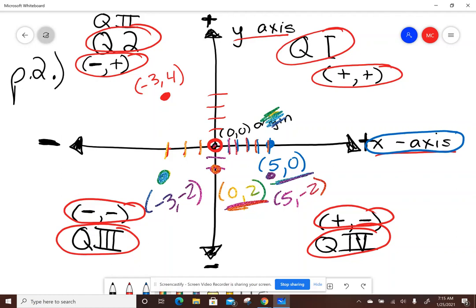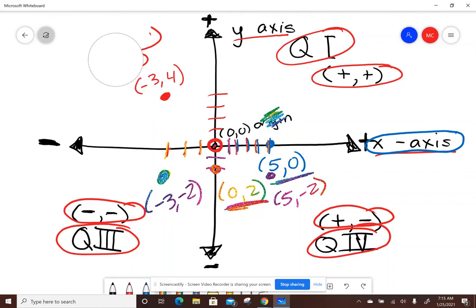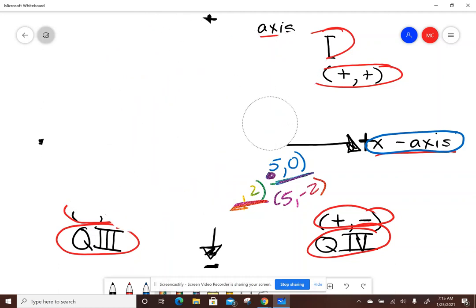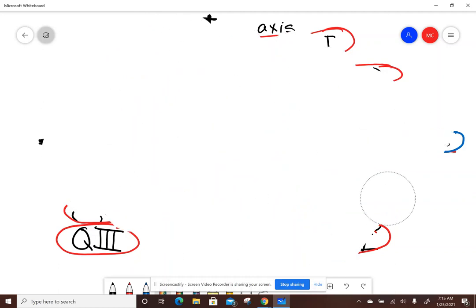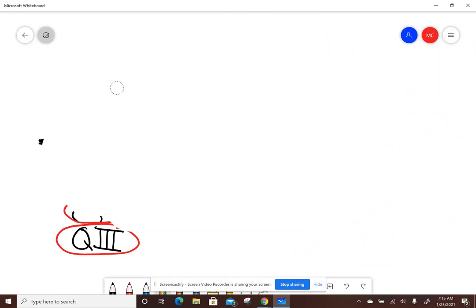Okay, so hopefully everybody remembers how to graph. You will have some practice graphing, but you do need to know the coordinate plane and how to graph.